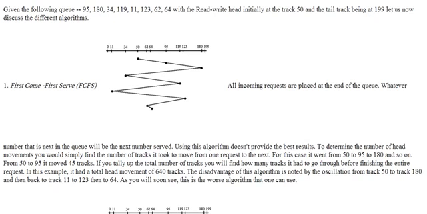So given the following queue, we have 95, 180, 34, 119, 11, 123, and so forth.